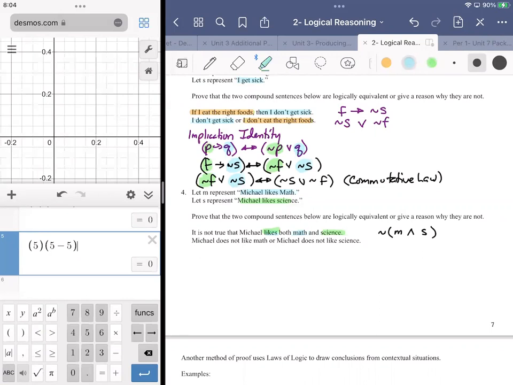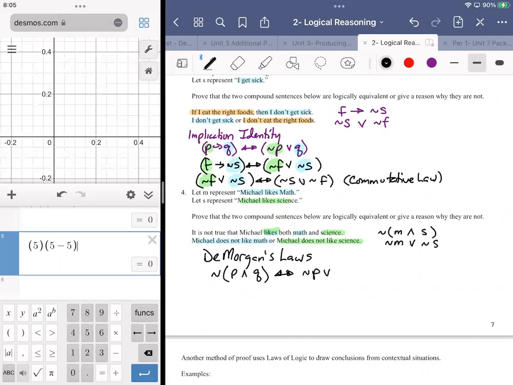Right? So Michael does not like math. Michael does not like science. So not M or not S. This one's actually a pretty nice, easy one, right? Because we have De Morgan's laws, which says that if you have not P and Q, that's equivalent to not P or not Q. So here it's just a straight swap because I have not M and S.